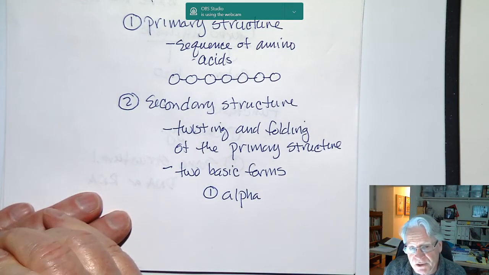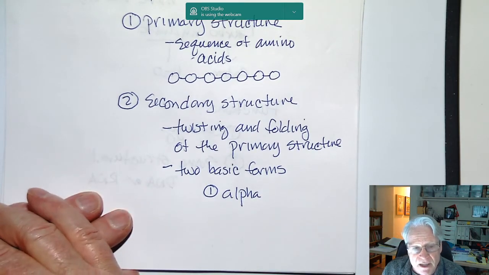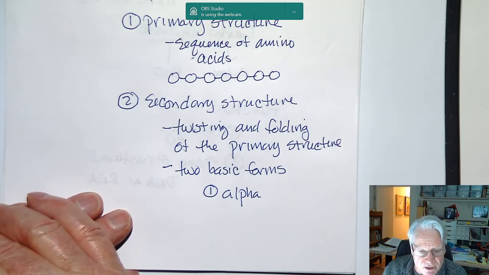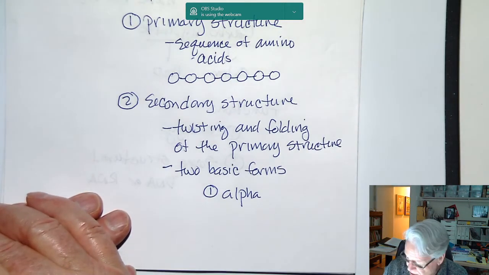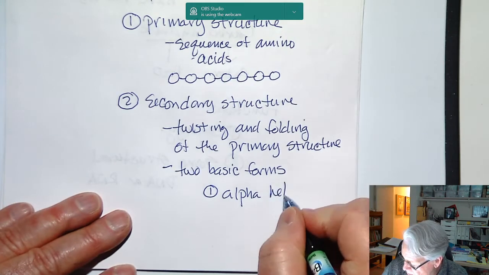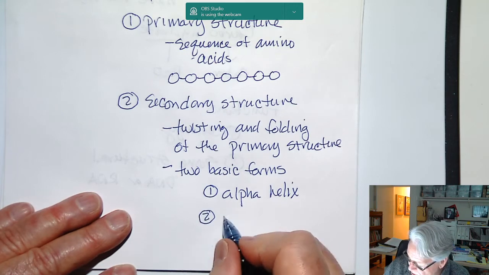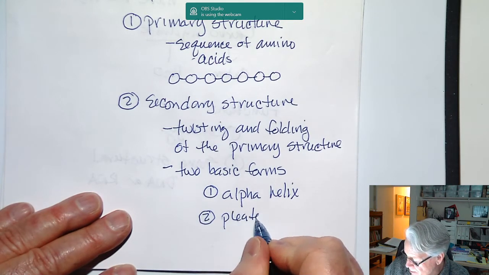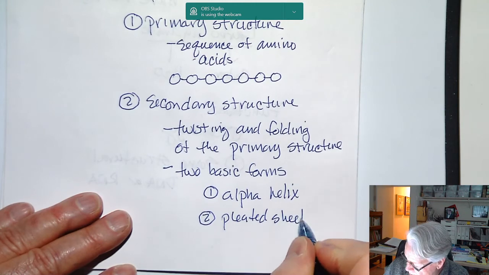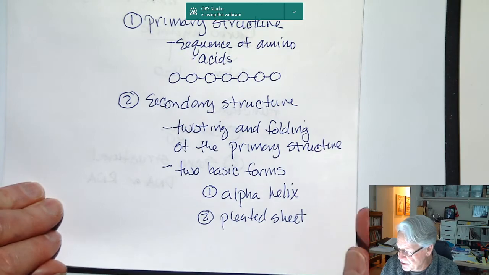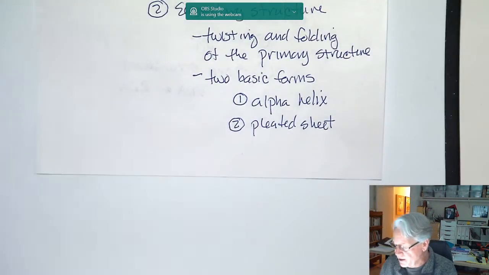We're going to take a look at some pictures in just a little while. Let's get the information down, and because this is a terribly visual idea, we do need to look at some pictures and understand this. But right now we're just getting our notes together. So the alpha helix, and the second basic form is what we call the pleated sheet. The pleated sheet.